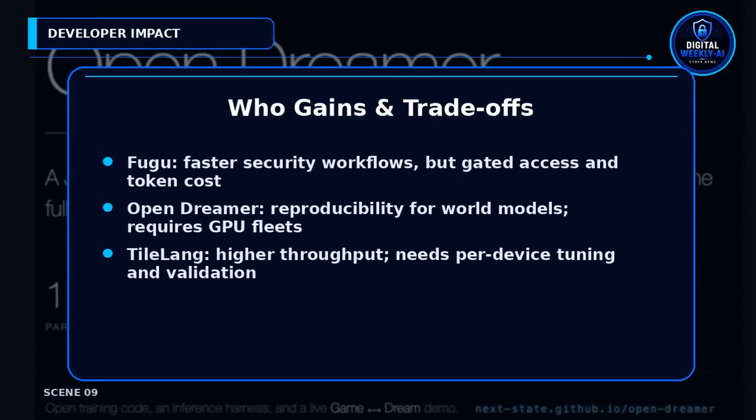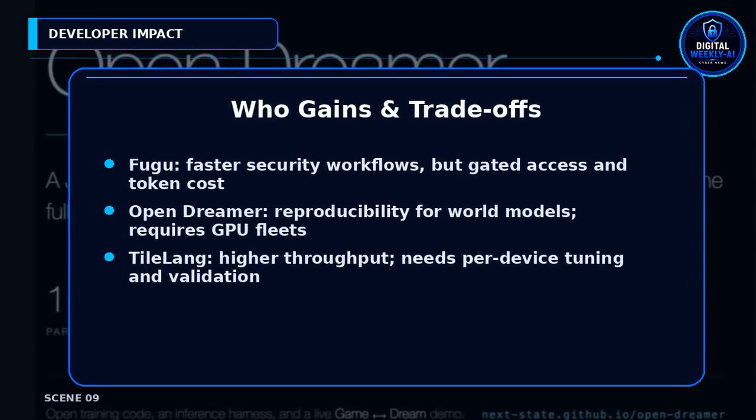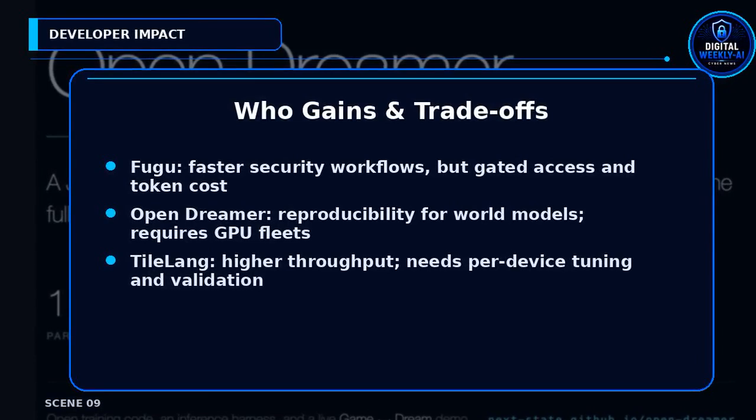What this means for engineers. Fugu Cyber, managed orchestration for security workflows with gated access and token pricing. OpenDreamer, a reproducible Dreamer 4 recipe, but needs sizable GPU resources. TileLang, a path to convert algorithms into tuned CUDA kernels with per-device auto-tuning costs.